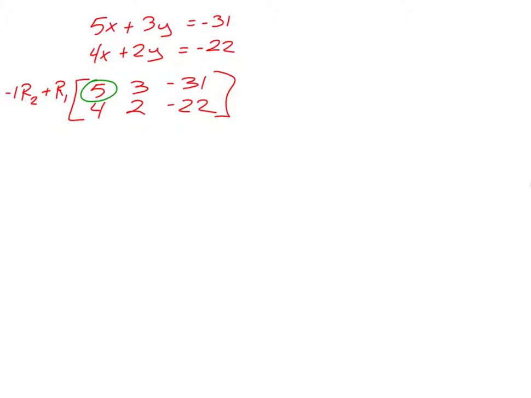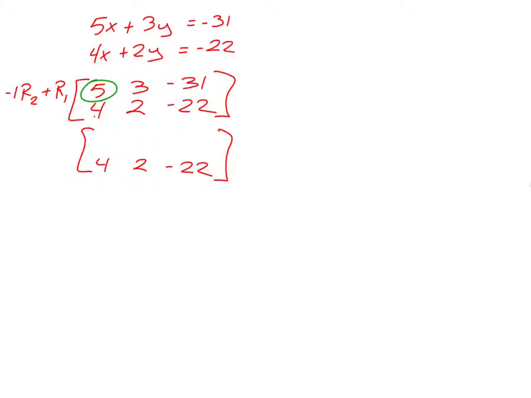I want you to write it out to the left. When you do these operations, only one row can change. You can only change one row at a time. So since I'm changing row 1, that means row 2 has to stay the same. So I'm going to do -1 times row 2 and then add it to row 1.